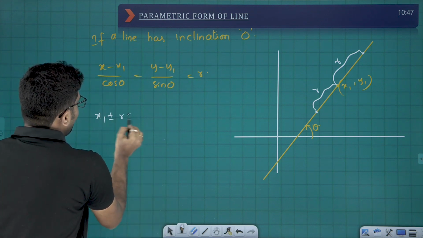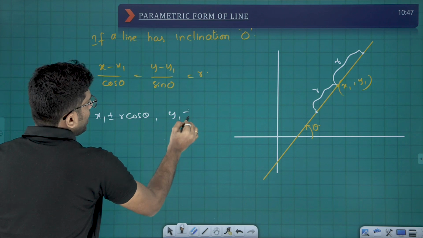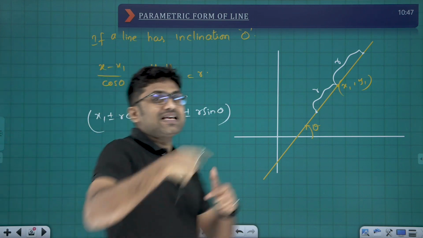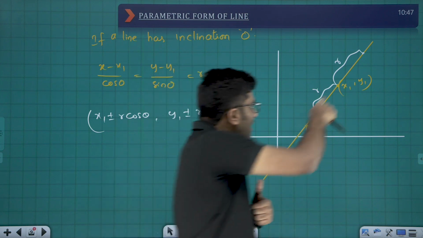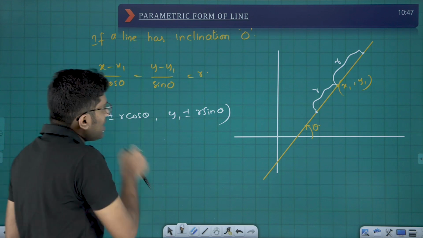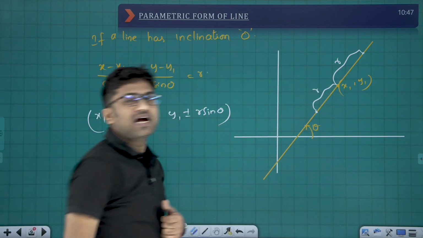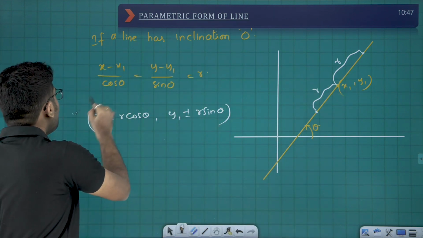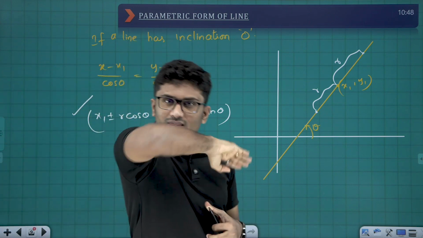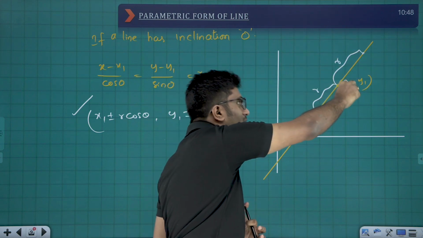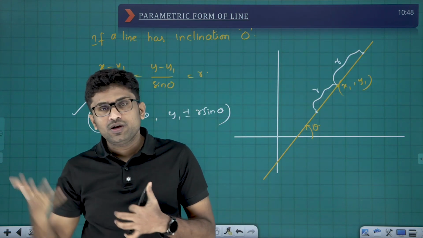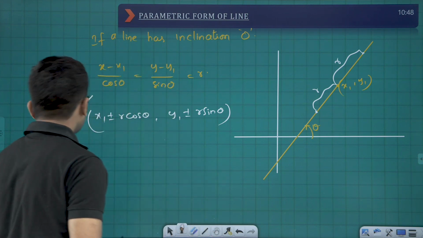So now the coordinates of this point will be x1 plus or minus r cos theta, comma y1 plus or minus r sin theta. We take plus sign if the point lies above x1 comma y1, and we take minus sign to get the point which lies below x1 comma y1. So this is how parametric point is important. To get a point on the same line which is at a distance of some r units from a fixed point x1 comma y1, we use parametric form.